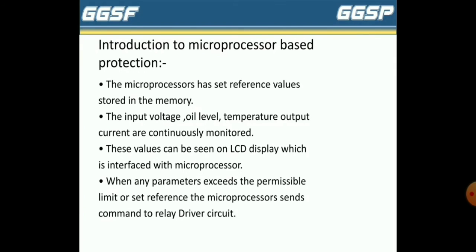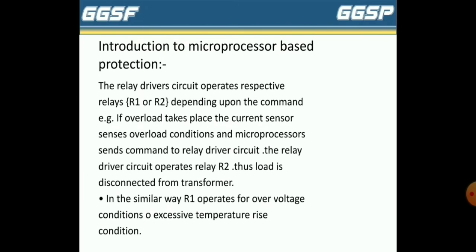The microprocessor has set reference values stored in memory. The input voltage, oil level, temperature, and output current are continuously monitored. These values can be seen on an LCD display which is interfaced with the microprocessor. When any parameter exceeds the permissible limit or the set reference, the microprocessor sends a command to the relay driver circuit. The relay driver circuit operates the respective relays R1 or R2 depending upon the command.